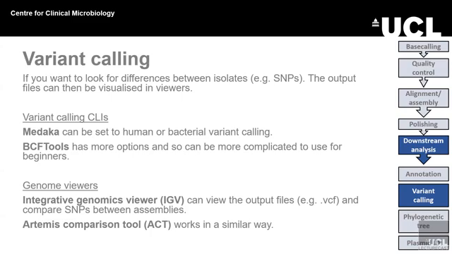Once you've made your variant calling files, you can then view them in genome viewers. There's IGV, there's Artemis, and Artemis has a comparison tool. Basically, you can put your start isolate genome in and compare it to the genome that you're looking to identify, and it will provide colored changes where the SNPs are. So they're quite useful. And there are lots of different viewers as well that you can use.